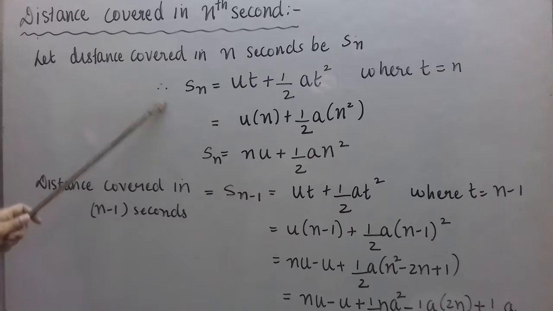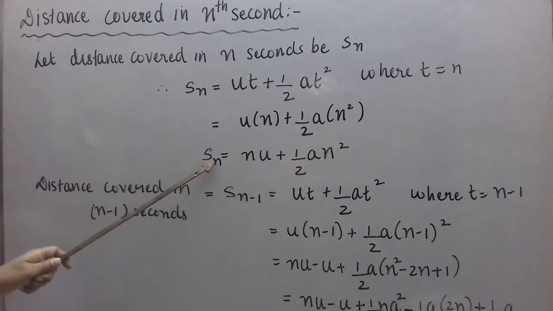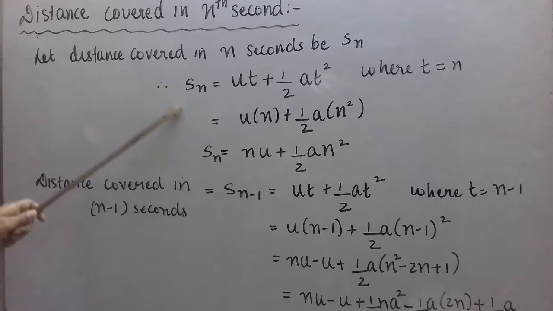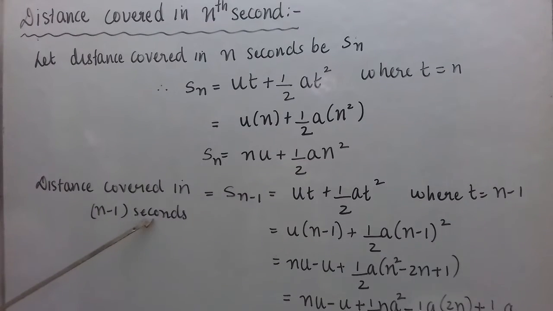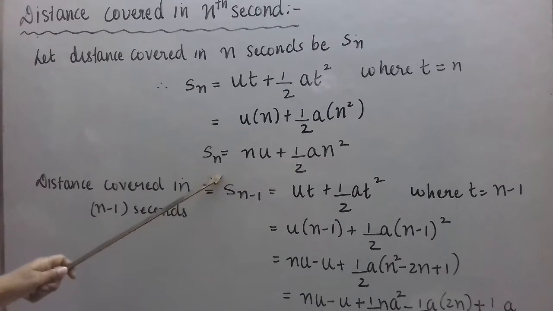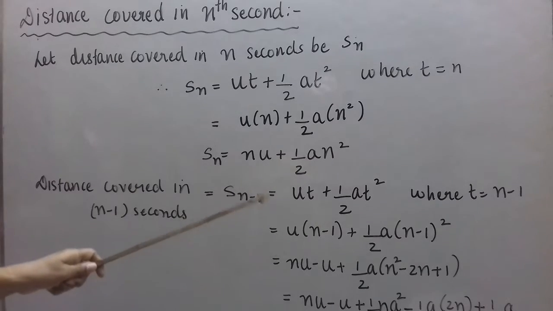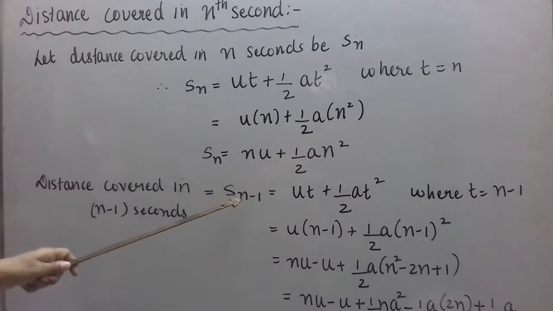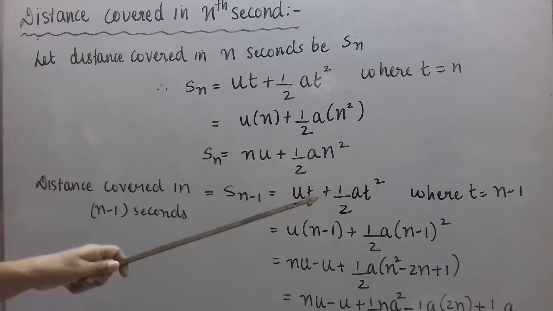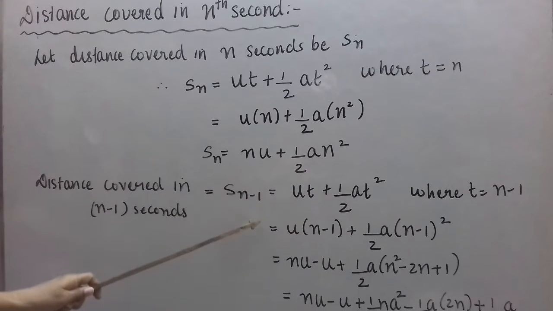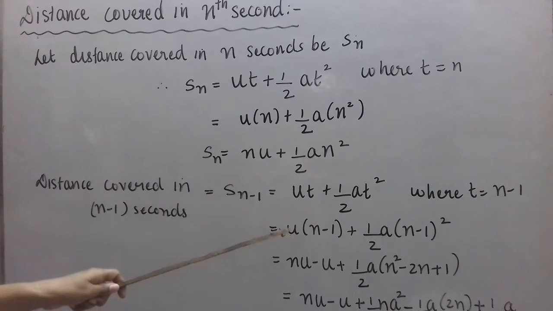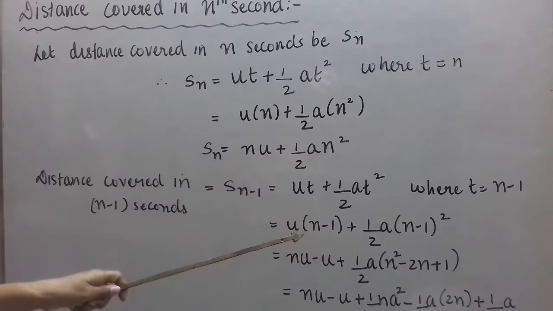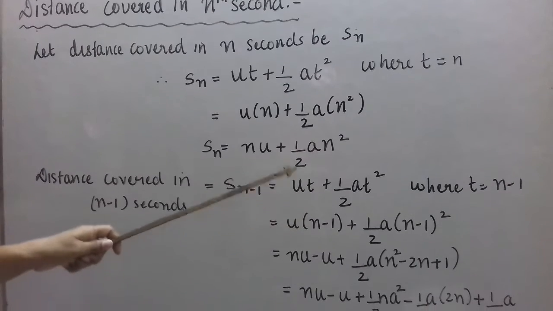So here I have written an expression for distance covered in n seconds. Now, in a similar way, I'll write the expression for distance covered in n minus 1 seconds. I'll denote it by Sn minus 1. Sn minus 1 is what? It is ut plus half at square from the second equation of motion, where t is equal to n minus 1. So I'll just put the value of t as n minus 1: u into n minus 1 plus half a into n minus 1 square instead of t square.